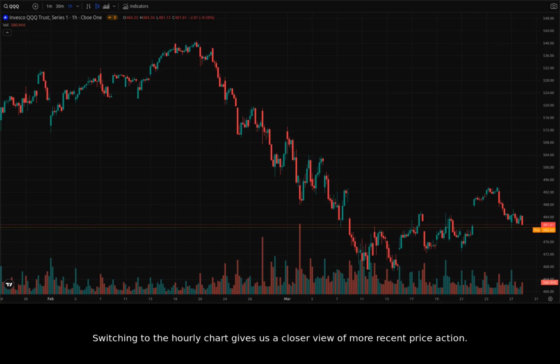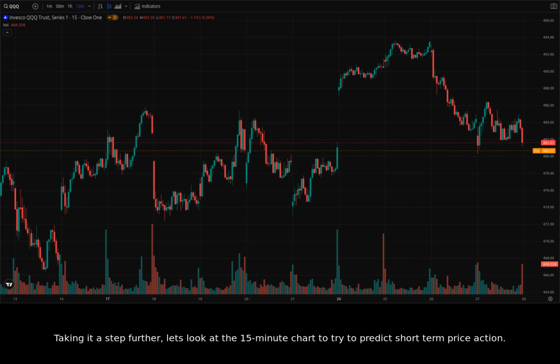Switching to the hourly chart gives us a closer view of more recent price action. We can see the more recent downtrend in more detail here. Important support might be found near the 480 level, which we can see has acted as support in the past.